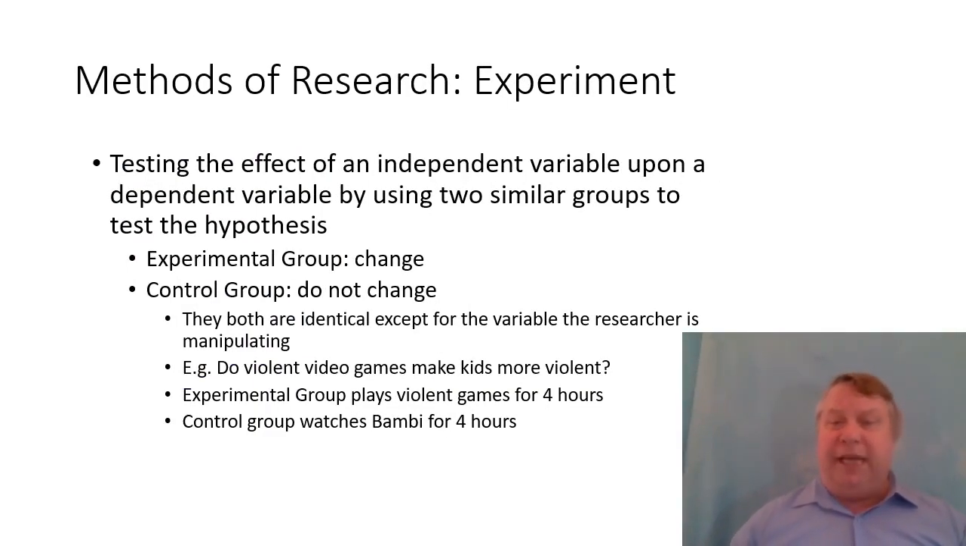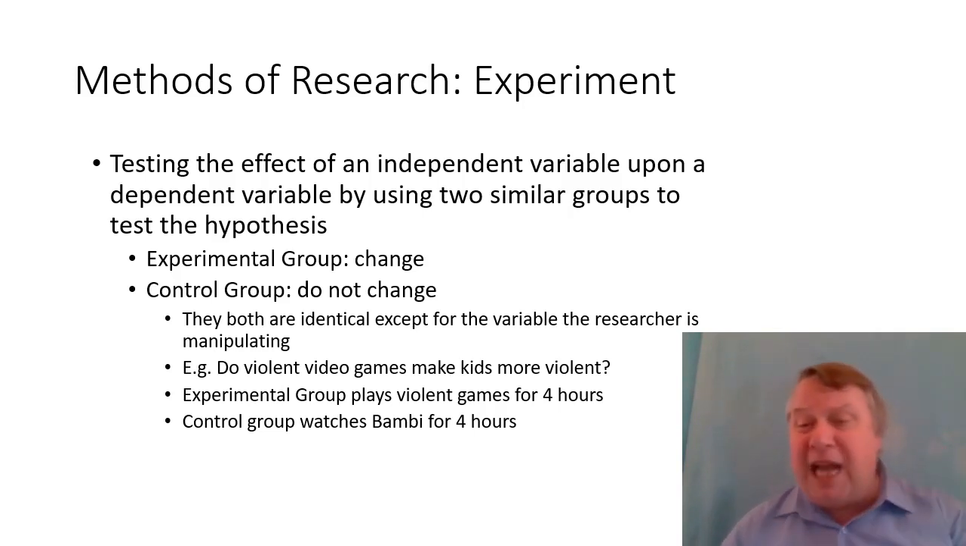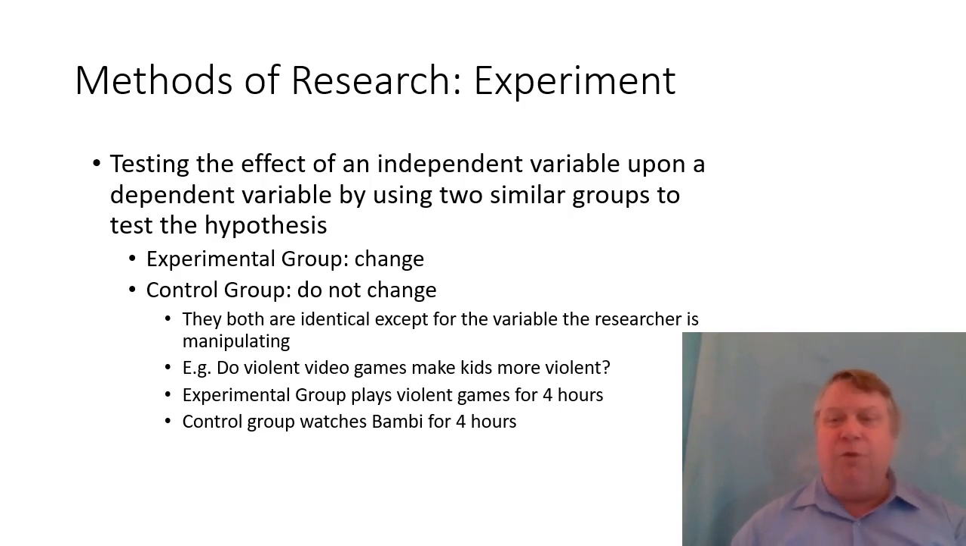So let's talk about the experiment, which is, as I said, the classic form of research method. In an experiment, we take two groups and we test the effect of an independent variable on those two groups. The way we do it is we have an experimental group where we'll apply the variable. So that group, we're going to do something to change the group. And there'll be a control group that, at least in the key condition, will not change, or will have a different kind of change, so that we can compare what happened to the groups after the change.